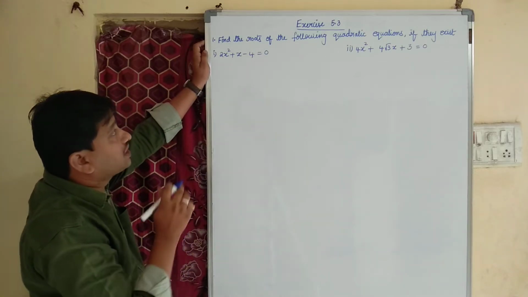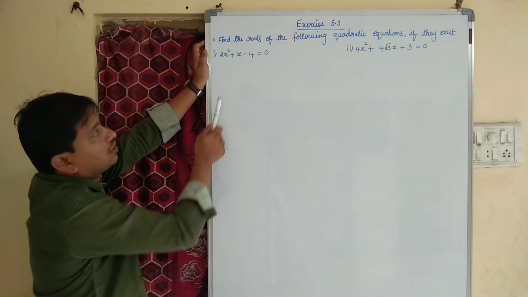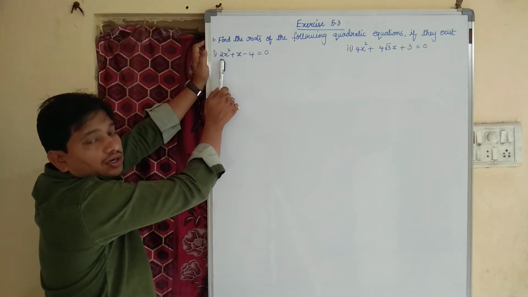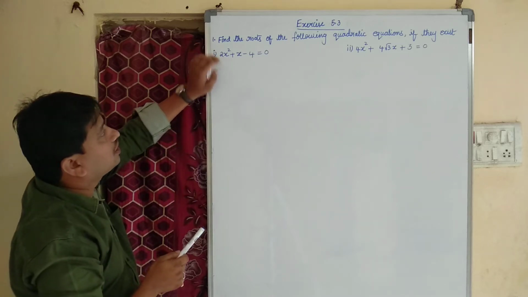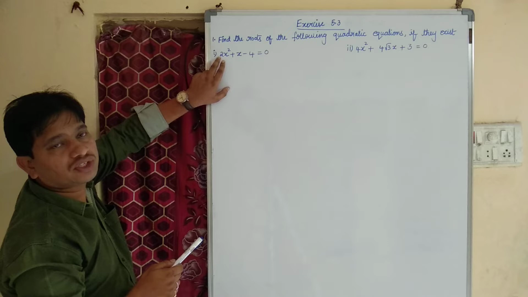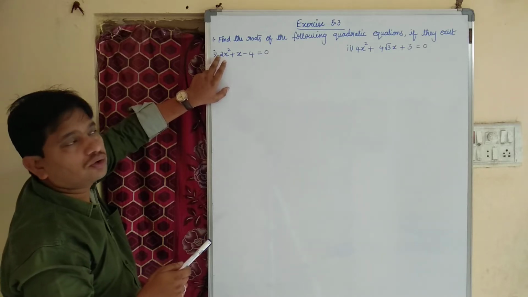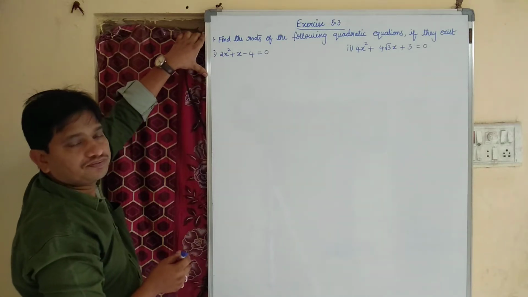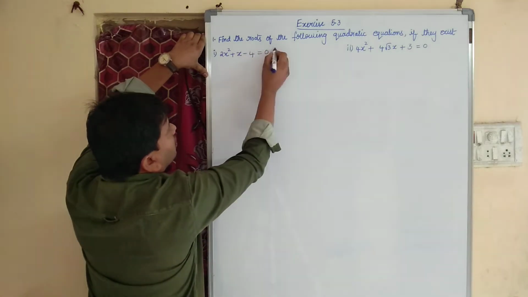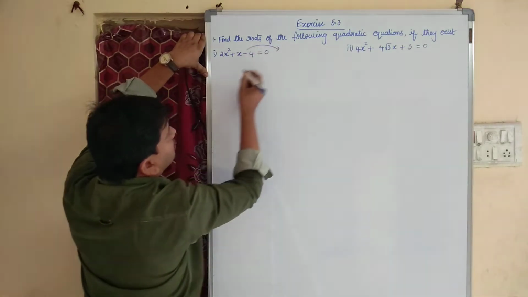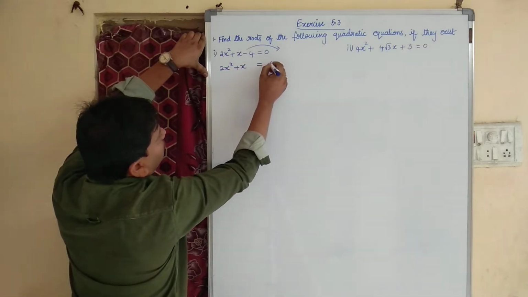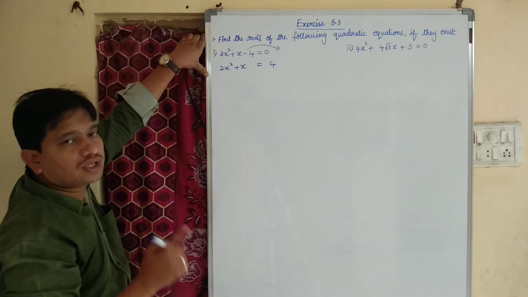As we have discussed in the previous video, the x square coefficient must be 1 only. But here, how much is the x square coefficient, children? We have x square coefficient is 2, right? So what we need to do? We need to divide it by 2. So step 1, transpose minus 4: 2x square plus x equal to minus 4, transposing plus 4. That is step 1.